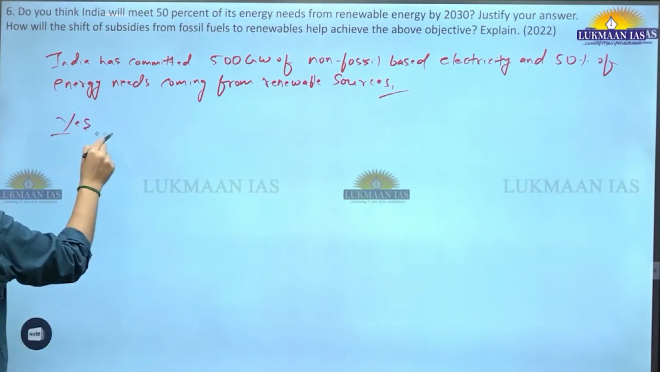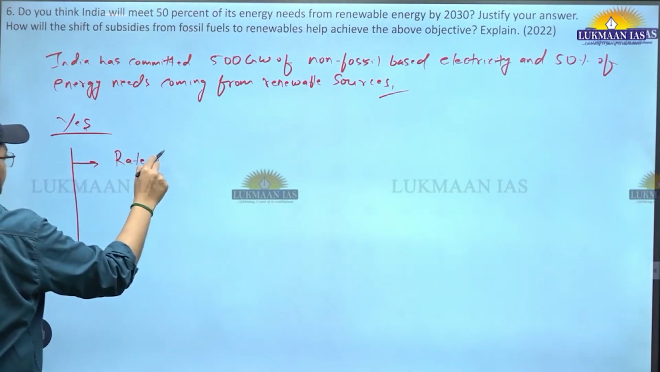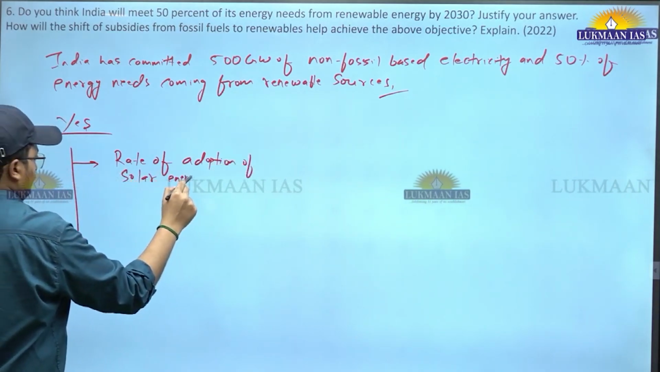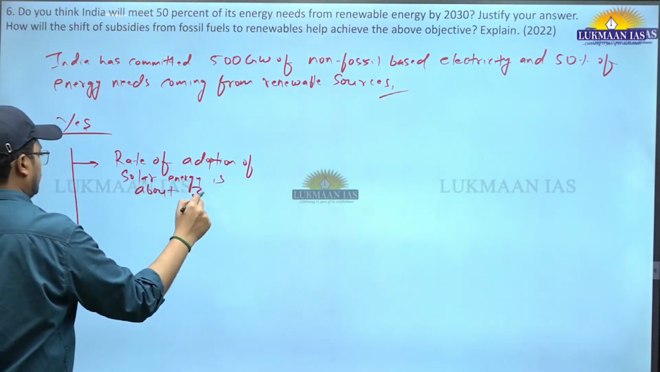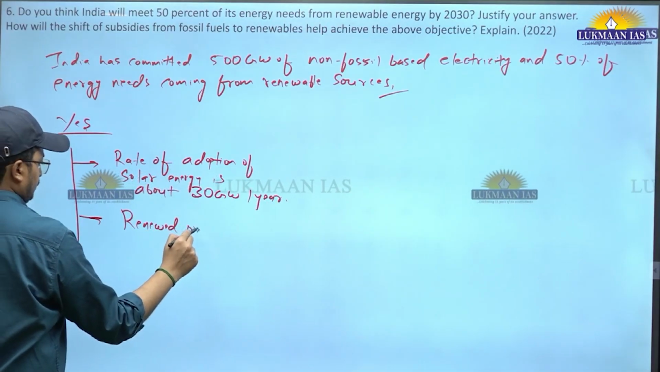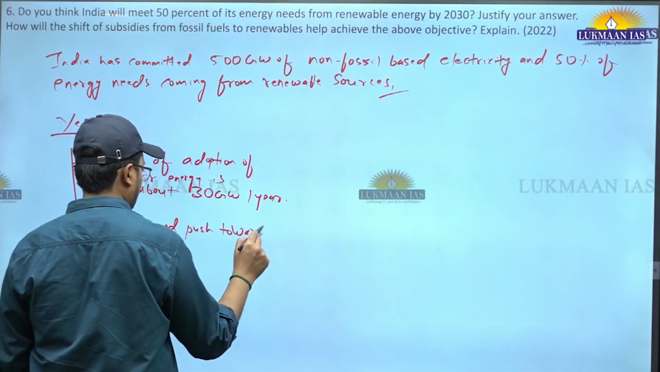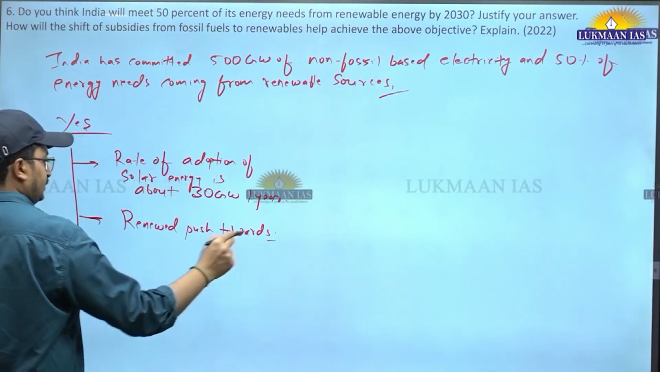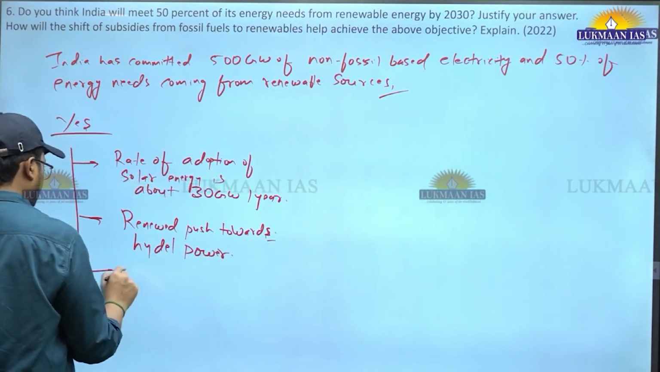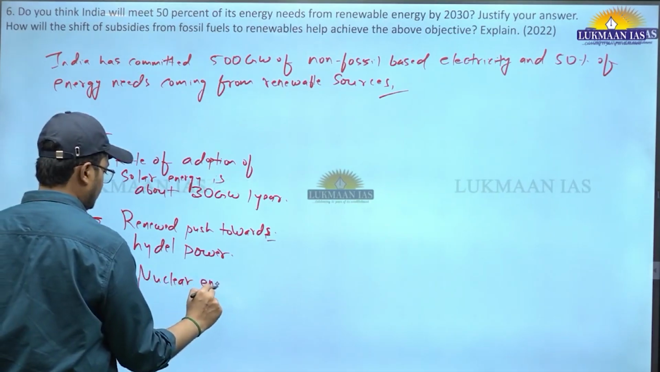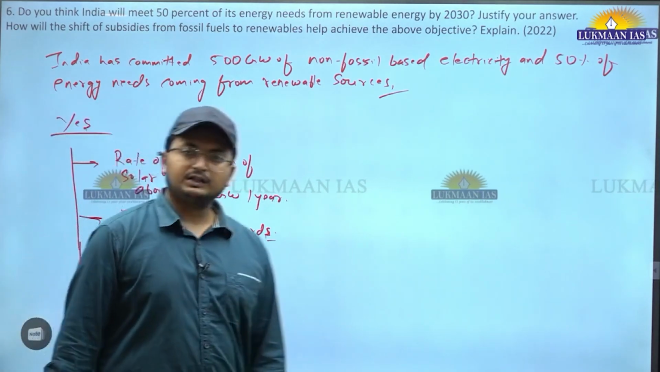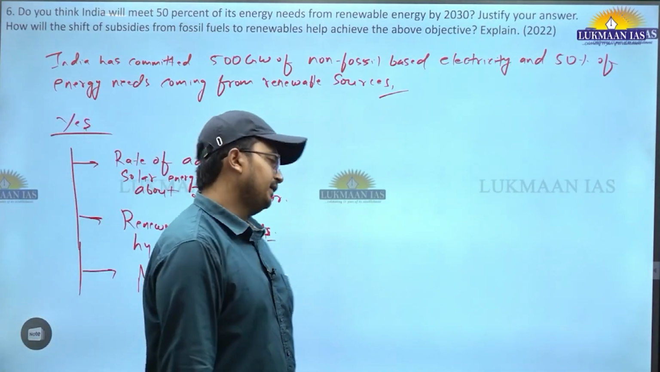Yes, they will achieve, because the rate of adoption of solar is good. There is a renewed push towards hydel power. Then nuclear energy is being pushed. So, India expects to create more than 35 to 40 gigawatt of nuclear energy by 2030 and up to 100 gigawatt of nuclear energy by 2047.